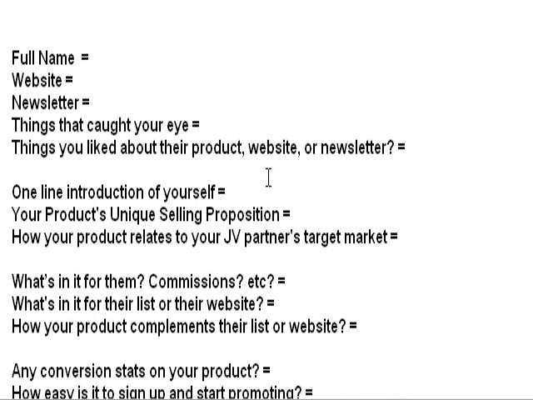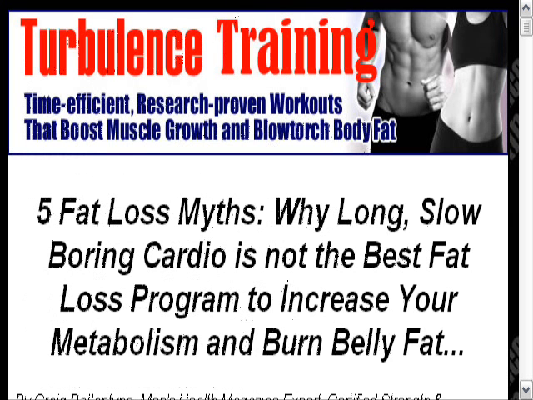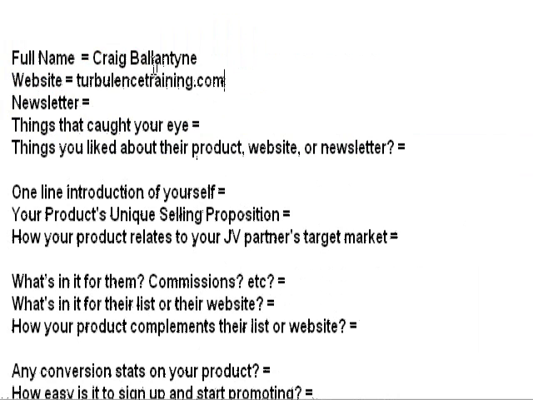So in this example, we're going to use Craig Ballantyne's information instead of using both of the joint ventures that we looked at previously, since Craig Ballantyne has a newsletter. So that actually fits in well with this tactic right here. So let's go ahead and enter his full name, and he has a website which is located at turbulencetraining.com. So we're going to take that and copy that over here.